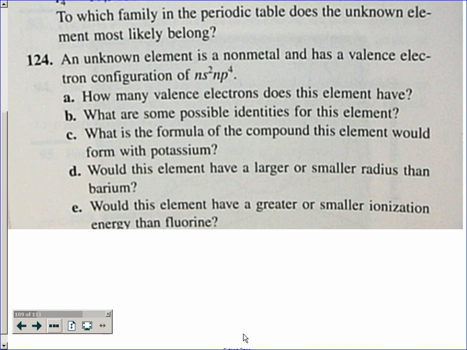Question A or 1, if it gives you ns2 np4 as the finalized electron configuration, can you tell me how many valence electrons this element has? 6. It has 6, right? So all you're doing is counting up the electron configuration. 2 plus 4 is 6. So that should have 6 valence electrons, because it's essentially telling you the tail end of the electron configuration, which is the valence shell.